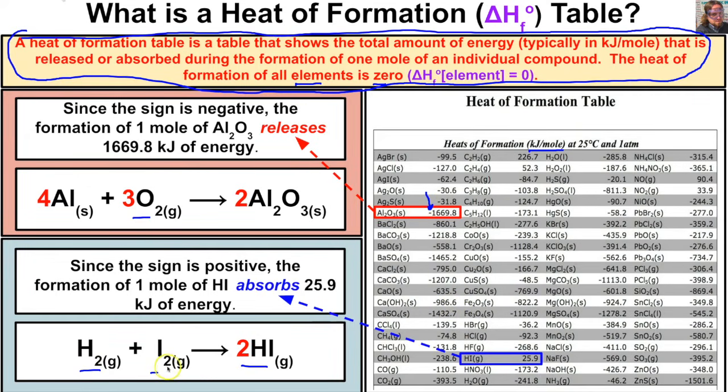Same with hydrogen, and the same with iodine. These are both elements, right? They're diatomic molecules. They're one of the 7, and so you're not going to find these on our heat of formation table. They're 0. Okay, so the heat of formation of an element is going to be 0.